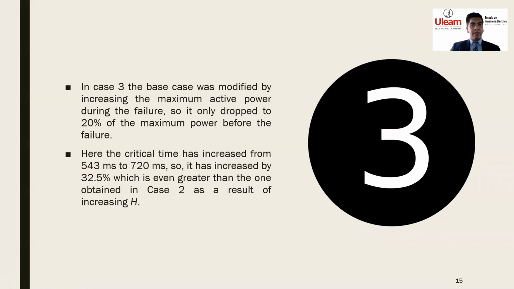In case 3, the base case was modified by increasing the maximum active power during the failure. So, it only dropped to 20% of the maximum power before the failure. Here, the critical time was increased from 543 milliseconds to 720 milliseconds. So, it has increased by 32.5%, which is even greater than the one obtained in case 2 as a result of increasing H.